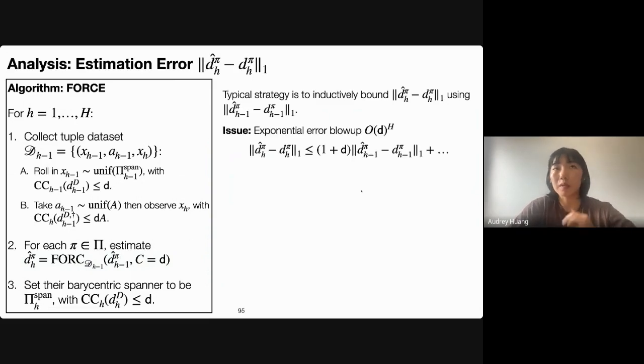But the issue here is that we will get an exponential error blowup, which is O of d to the h, where the error at time h is upper bounded by 1 plus d times the error at level h minus 1, and so on. On a high level, this is because we add on estimation error every time we use d hat h minus 1 in our algorithm.